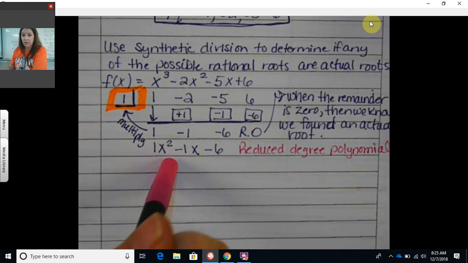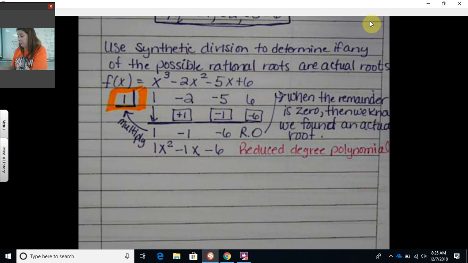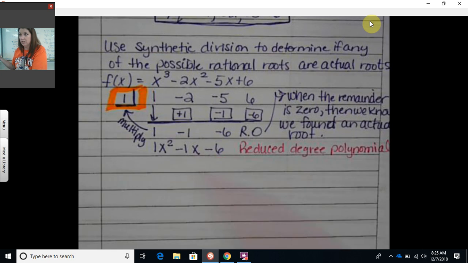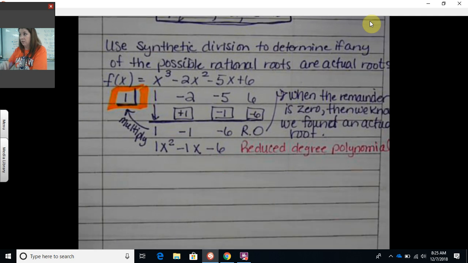But we only started with 3 degrees, so when we got a reduced degree polynomial, it had 2 degrees. Do we know how to solve a quadratic? Yeah, we don't have to use long division anymore. We know how to solve a quadratic. So we can try to solve it by factoring, completing the square, or quadratic formula.